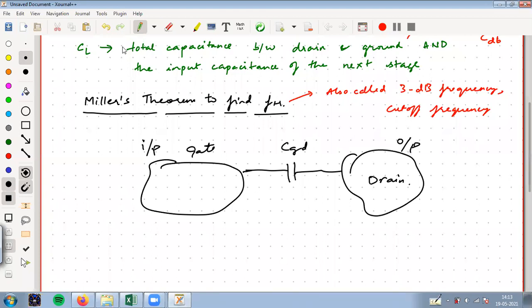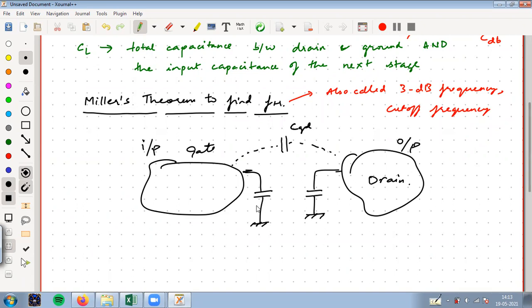So what I do is I remove this and I will put two capacitances like this. Remember that was CGD. The dotted figure is not there anymore. So this will become CGD into (1 minus gain), and this will become CGD into (1 minus 1 by gain).